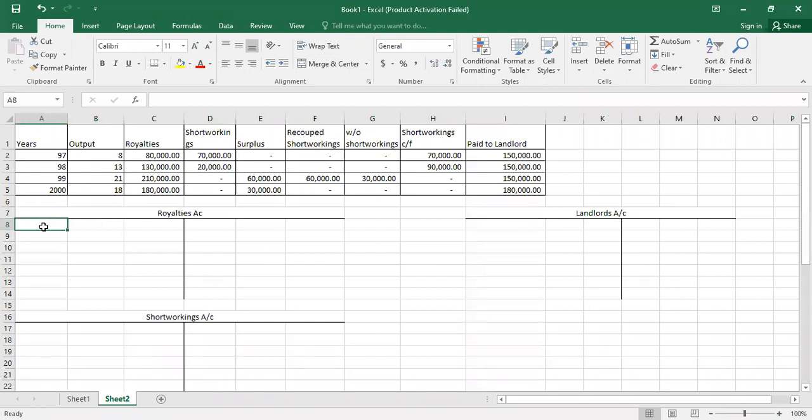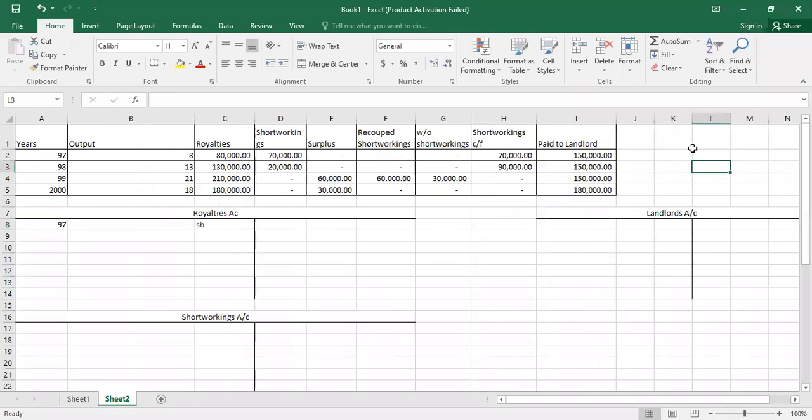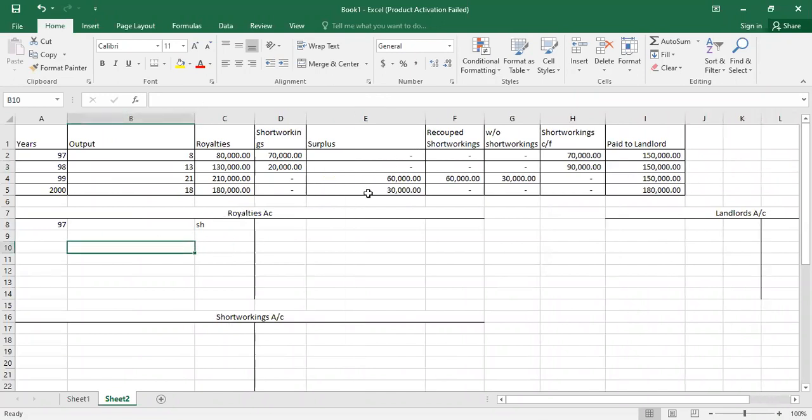Very well. So we start. We are in our year 1997. The books here are closing us at the end of the period, and our amount is in shillings. Should make this cell a bit wider. We go on. Our first entry will be on 31st December. So we are supposed to debit the royalties account and credit the landlords.